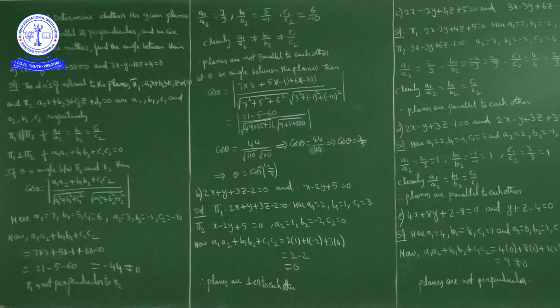By cancelling numerator and denominator by 22, numerator is 22 into 2, denominator is 22 into 5, 22 cancels. So cos theta is equal to 2 by 5. So theta is equal to how much? Theta is equal to cos inverse of 2 by 5. Okay, this is the angle between these two given planes.